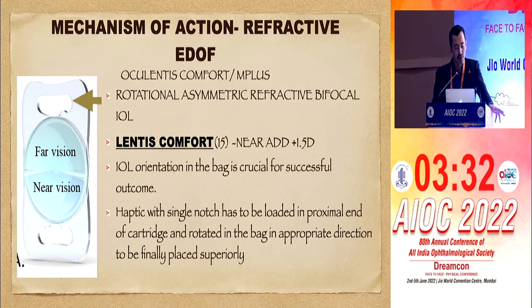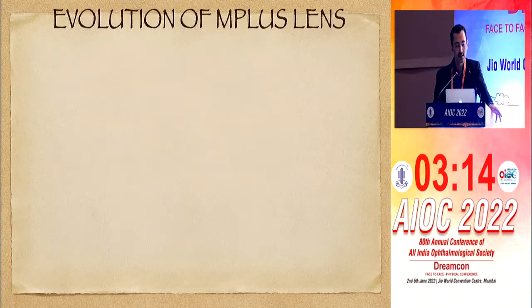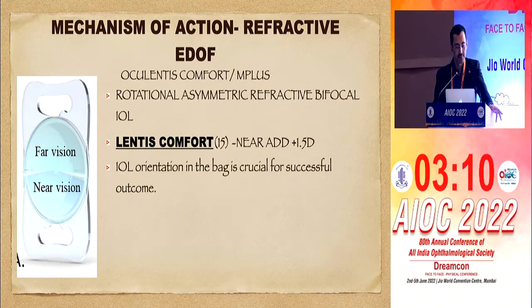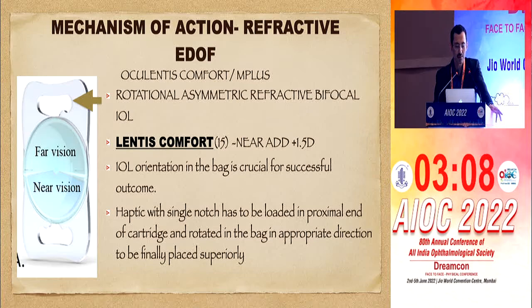The haptic with a single notch has to be placed in the proximal end of the cartridge when you are loading, and it has to be rotated either clockwise or anti-clockwise depending on which eye you are operating. And finally, the one with a single notch has to be placed superiorly so that the near segment is down. However, Lentis Comfort was only able to give good intermediate vision but not good near vision.